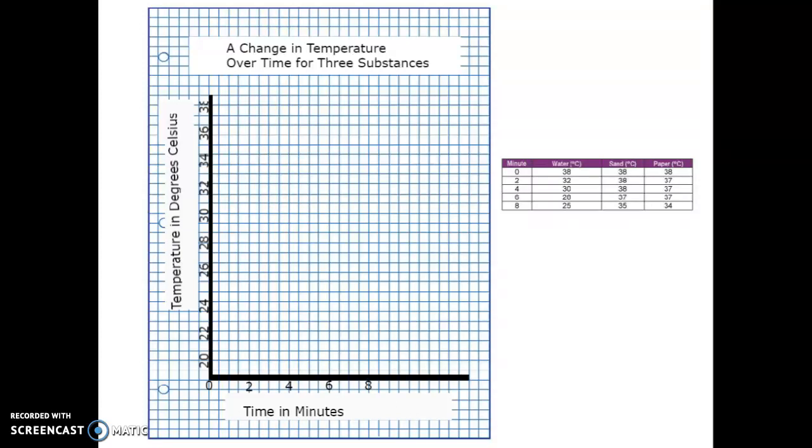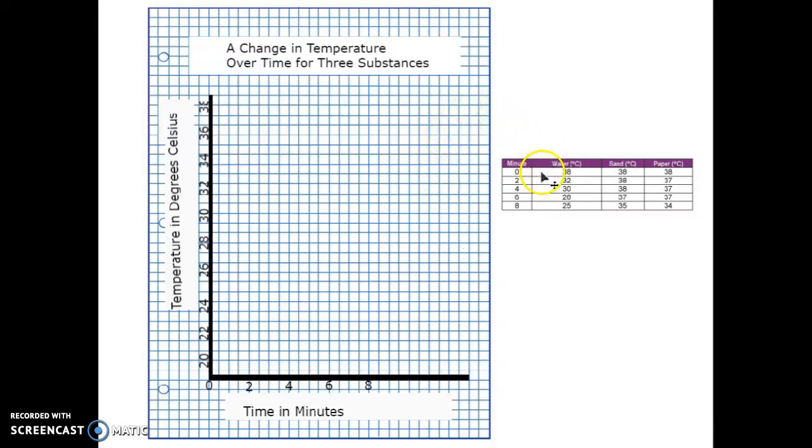I'm going to show you today how to graph data. So what I have here, I have a data table with information, I have graph paper, and I have started to create my graph. Today I'll be making a line graph.